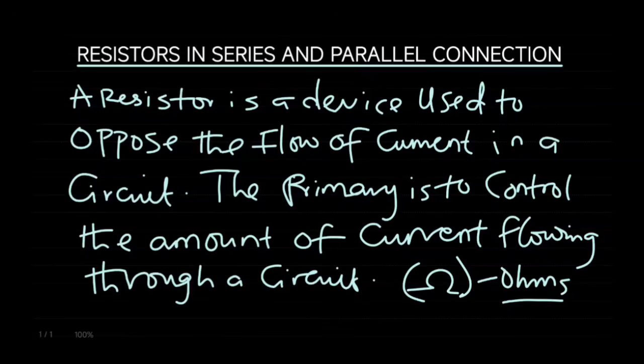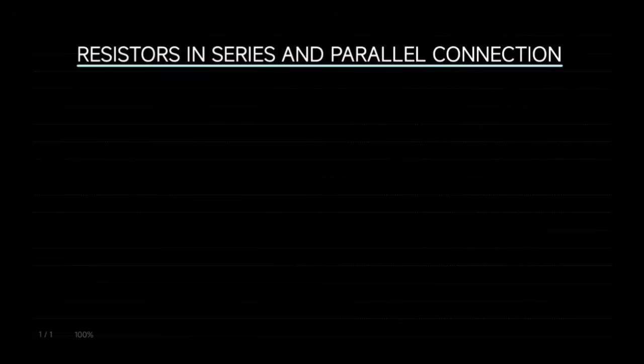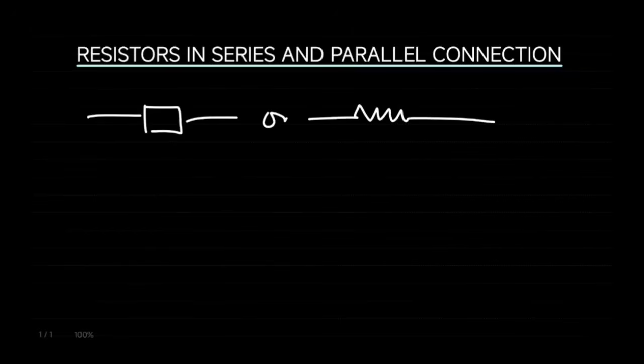I'm going to give you the schematic diagram of a resistor. The schematic diagram of a resistor is drawn as this. This is known as the resistor box, or this. In some schools, we use the first one. In some schools, we use the second one. Now, resistors are connected in two ways, which are the series connection and parallel connection.